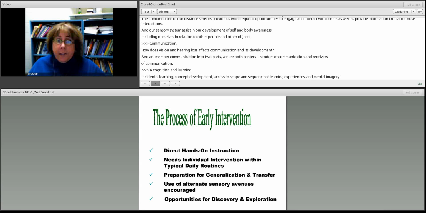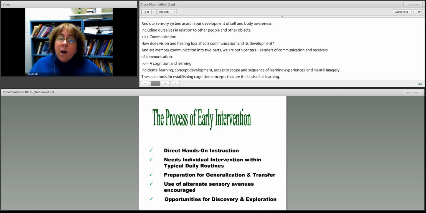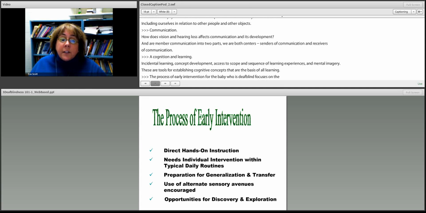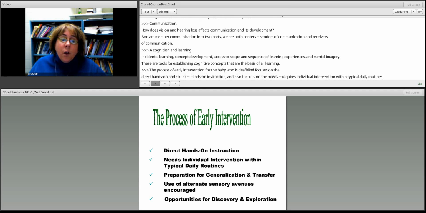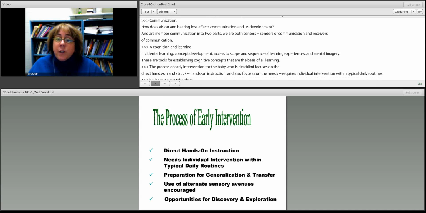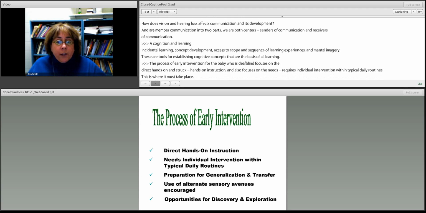The process of early intervention for the baby who is deaf-blind focuses on the direct hands-on instruction and also focuses on the needs, requires individual intervention within typical daily routines. This is where it must take place. The process of early intervention also focuses on the preparation for generalization and transfer of all learning and information. The use of alternate sensory avenues is encouraged.